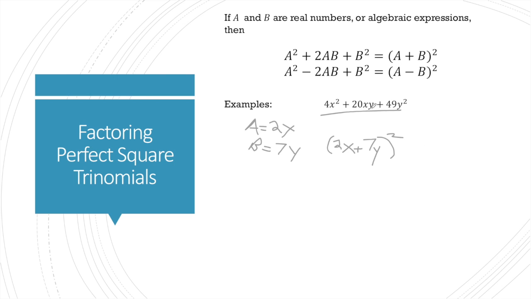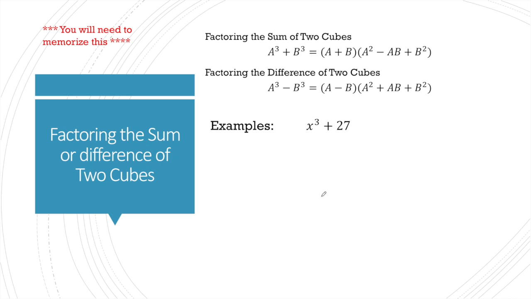On an exam, I'm not going to give you this type of problem. This is the one you will need to memorize. I even put it in a big note. You will need to memorize this. This is factoring the sum or difference of two cubes. So for example, if I have x cubed plus 27, we wouldn't know how to factor without this rule.